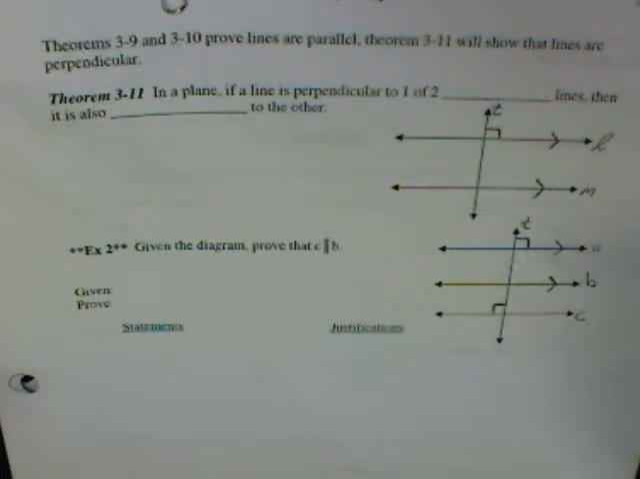The last two theorems showed that lines were parallel to each other. That was the conclusion, that certain lines were parallel. Now this next one here deals with the conclusion where the lines are perpendicular.